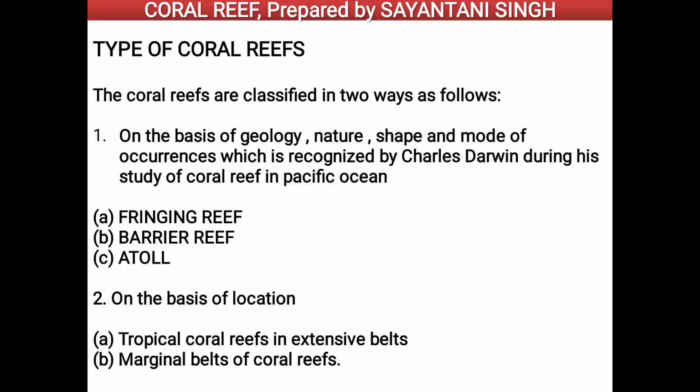Now we'll be focusing on the coral reef. Coral reefs are classified in two ways: on the basis of geology, and on the basis of location. On the basis of location, one is the tropical coral reefs and the other is the marginal belt of coral reefs. On the basis of geology, which was recognized by Charles Darwin, who was famous for the survival of the fittest, he classified coral reefs on the basis of geological structure, nature and shape. He mainly recognized them in the Pacific Ocean, and classified them in three ways: the fringing reef, barrier reef and atoll.